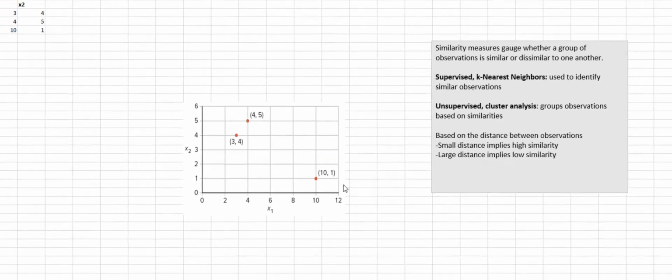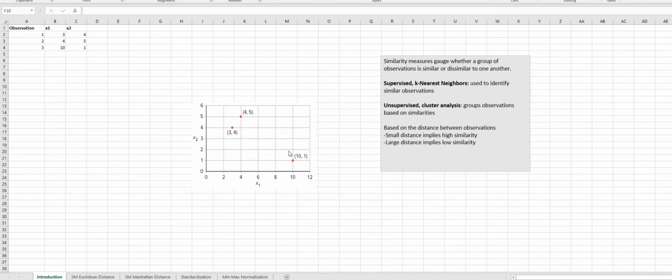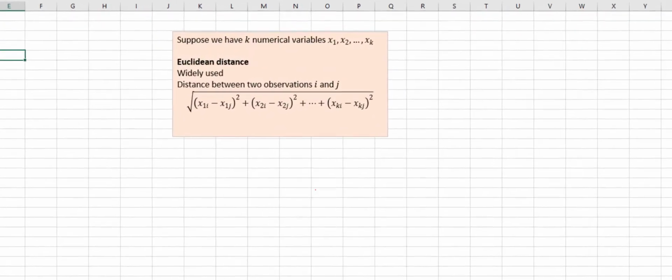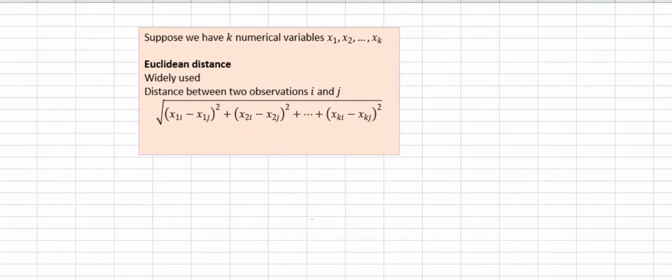However, if you have big data, just visualizing is not going to be enough to find similar and dissimilar observations. In this section, I'm going to present a more formal way to measure similarity among observations, first for numerical variables and then for categorical variables. Let's start with Euclidean distance. Euclidean distance is one of the most widely used measures for evaluating similarity with numerical variables. It is defined as the length of a straight line between two observations.